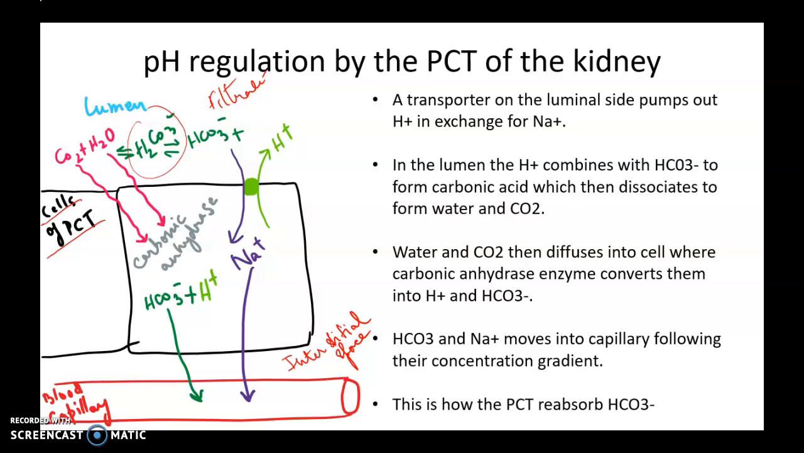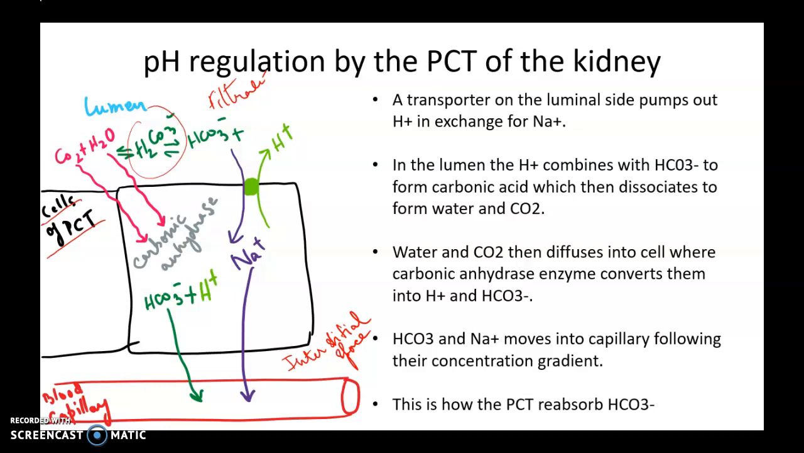They diffuse into the cell, and within the cell, you have this enzyme called carbonic anhydrase. Carbonic anhydrase helps carbon dioxide and water to combine to form carbonic acid, and then carbonic acid dissociates to form hydrogen ion and bicarbonate ion. And bicarbonate and sodium move out of the cell into the capillary along their concentration gradient.